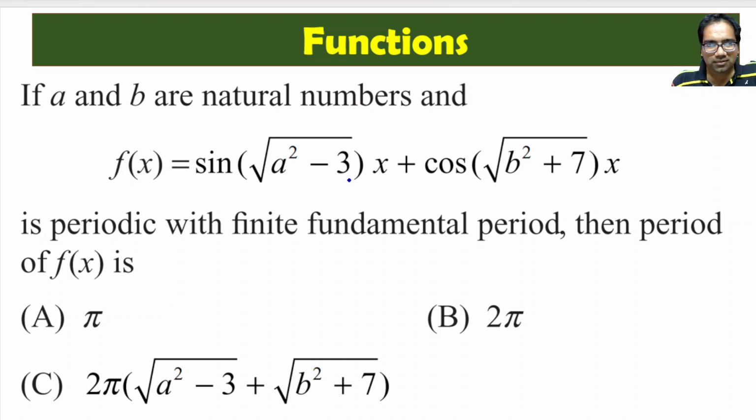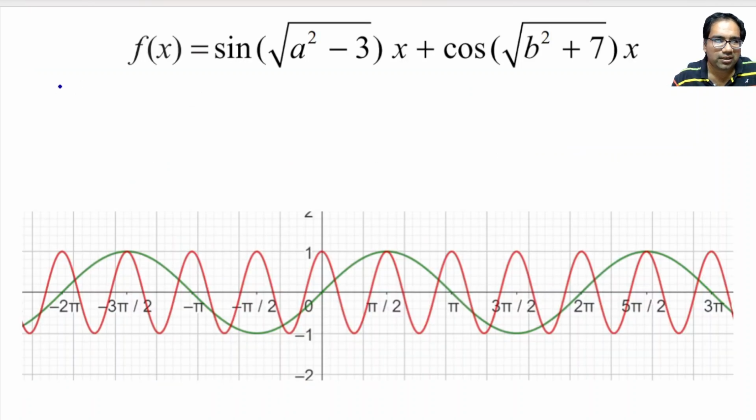So for sin x, we know the period is 2 pi. Similarly, cos x also has a period of 2 pi. What does that mean? The sine will take one cycle in a period of 2 pi. So for example, like this, the green one is taking one complete cycle after every 2 pi units.